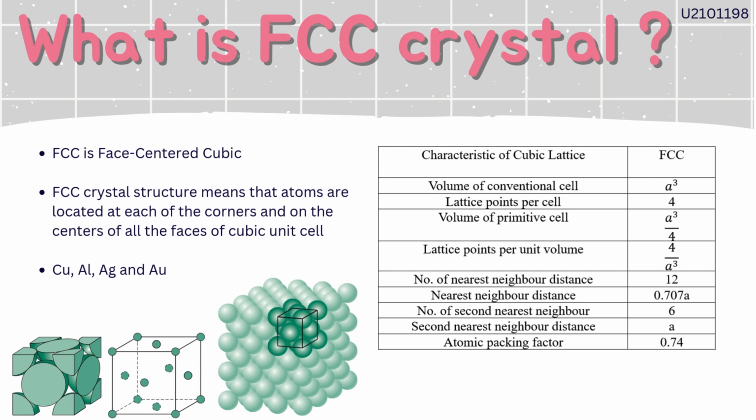The three pictures below represent the FCC unit cell. In the class, we have learned the characteristic of cubic lattice of FCC as shown in the table right. FCC structure is a highly efficient packing arrangement. FCC lattice is one of the closest packing arrangements in 3D space as it maximizes the packing efficiency by occupying 74% of the available space, which reduces the energy of the system.